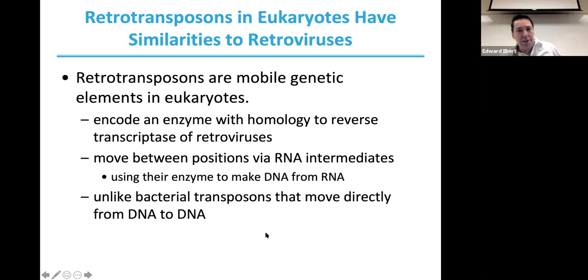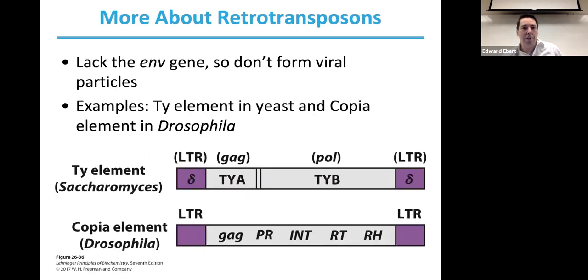One interesting analogy: our retrotransposons in eukaryotes are very similar to retroviruses because they are mobile genetic elements in eukaryotes that can move nucleic acid sequences. They basically move positions in the DNA using an RNA intermediate. Okay. So these are unlike the bacterial transposons that move DNA directly to DNA. Here we use an RNA intermediate to do that.